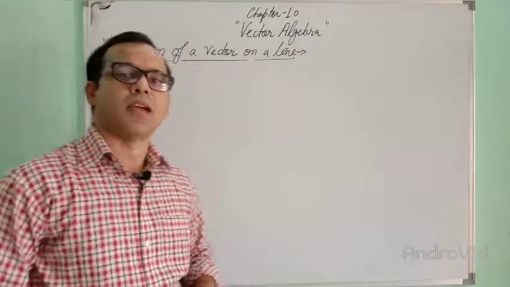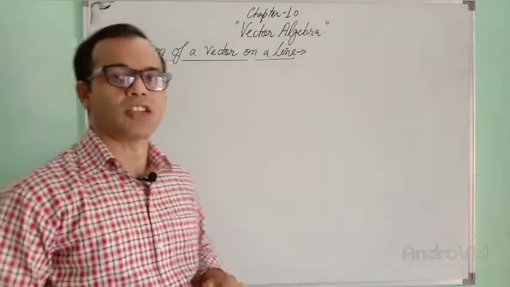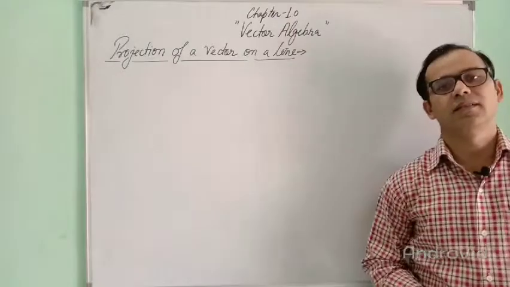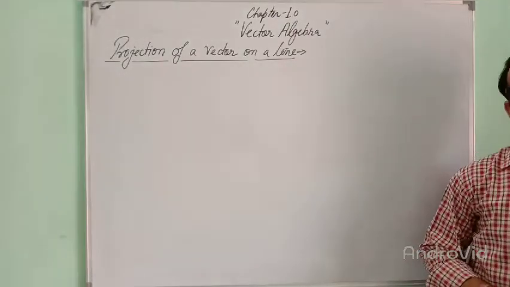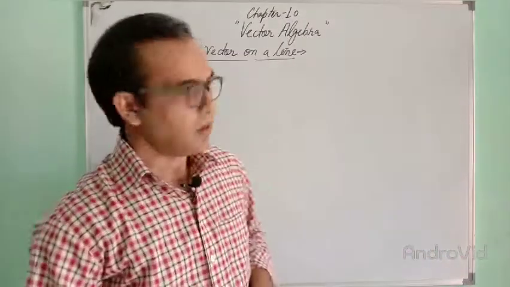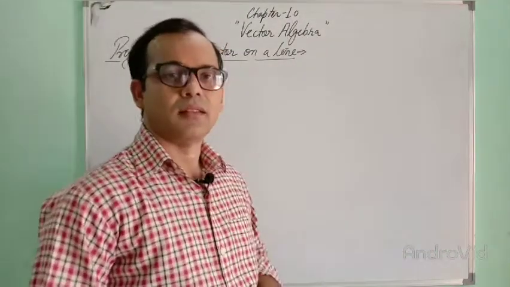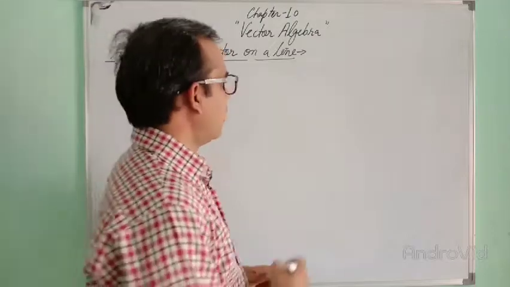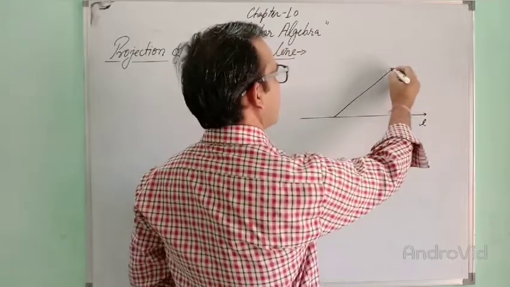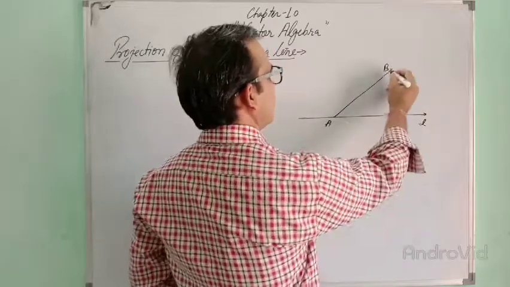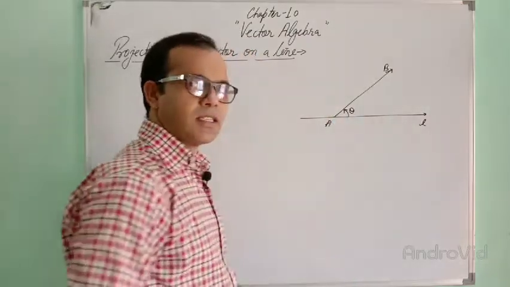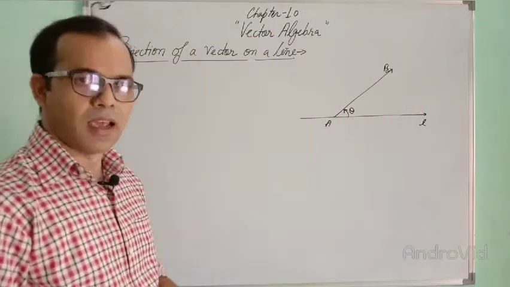Dear students, today I am talking about the projection of a vector on a line. Let us suppose that AB is a vector that makes an angle of theta degrees in the anti-clockwise direction with respect to the given line, suppose L. So this is the directed line L, and AB is any vector that makes an angle theta in the anti-clockwise direction with this line L.